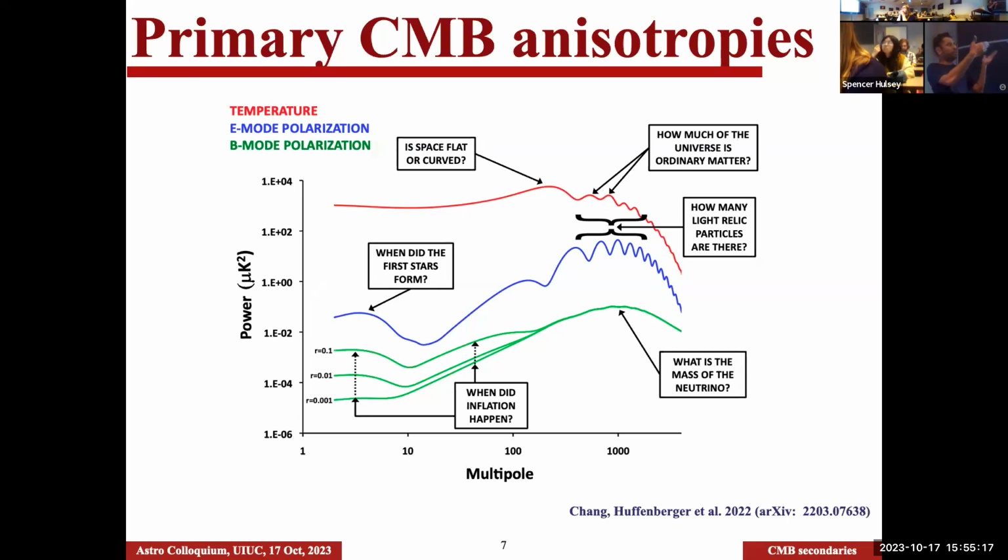When we make this power spectrum, we can learn a lot about the universe. For example, if you look at the red one, at the first peak, we can say if the universe is flat or curved, and we can understand the matter density in the universe. If you go to small scales, we can understand how many light relics are in the universe. Similarly, if you look at the blue curve, we can learn how reionization happened in the universe. And if you look at the green curve, we can learn about inflation itself. So different parts of this curve serve different purposes, and it's very important to understand all of these features.